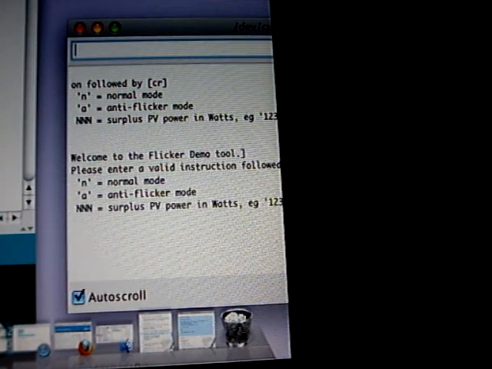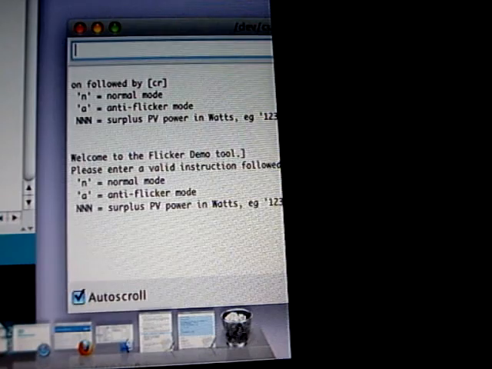Hi, here's a demo of a little tool which I've put together today to show the effects of flicker. Flicker is an unfortunate consequence of the way that I've arranged for the Mark II PV power router to divert power, which it does by putting a 3 kilowatt load on and off to match the amount of surplus power that we have. The problem with that is that a relatively high power load coming on and off does cause the local mains voltage to go up and down a little bit, and that makes any nearby lights flicker.